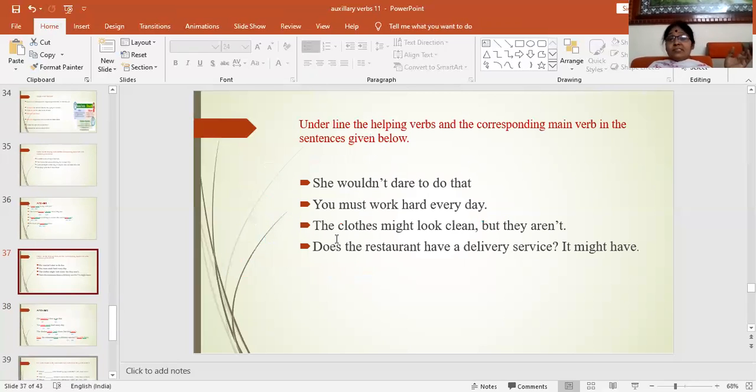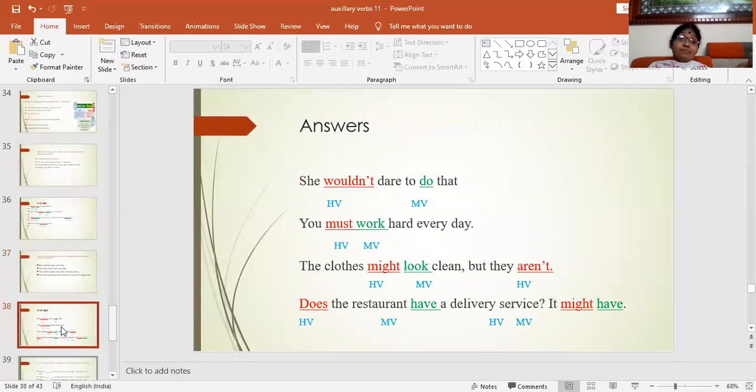Similarly, we have some more sentences. She wouldn't dare to do that. You must work hard every day. The clothes might look clean, but they aren't. Does the restaurant have a delivery service? It might have. Now, what is our answer for this?